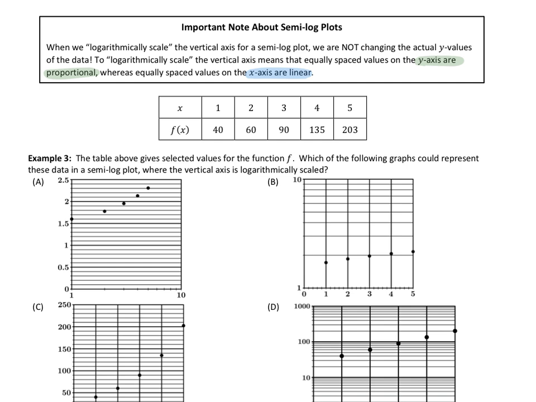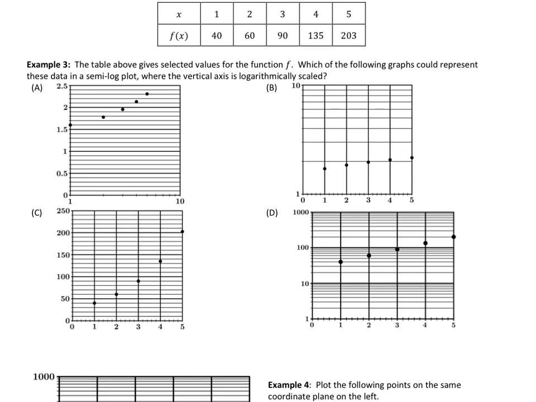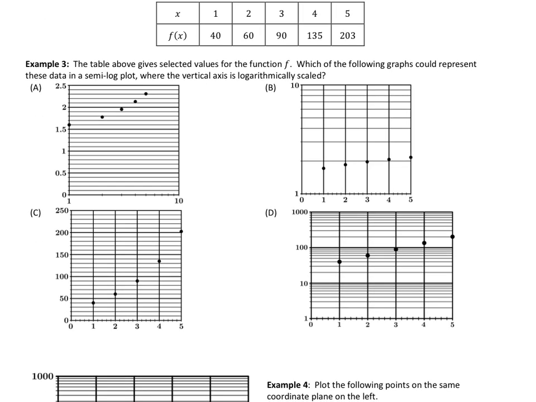So in example 3, it says the table above gives selected values for function f. Which of the following graphs could represent this data in a semi-log plot where the vertical axis is logarithmically scaled? We've got 4 options here for which one it could be. The way we make sure we know it is a semi-log plot is we look at the x and y axis. So looking at the x-axis here, is this one linear? Are we counting by a single number every time, like counting by 1s or counting by 2s or counting by 3s, something like that? No, this one actually has been logarithmically scaled. We don't want that. We'd already eliminate this answer choice, but these are your notes. We're going to look at it a little bit more.